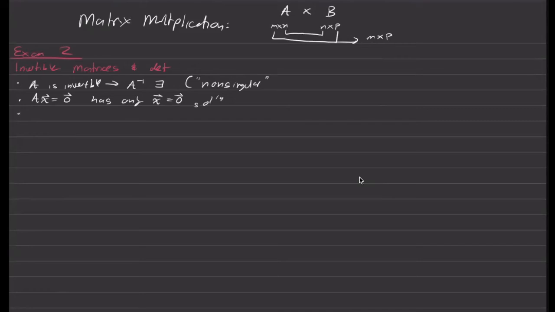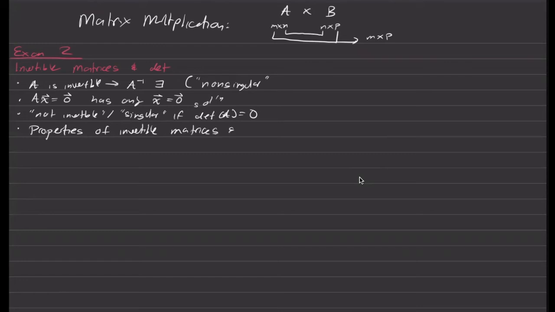And then we can say it is not invertible, or singular, if the determinant of A is equal to 0. And determinant is just this. I'm not going to outline the operation, but I'll cover some properties of invertible matrices and the determinant.